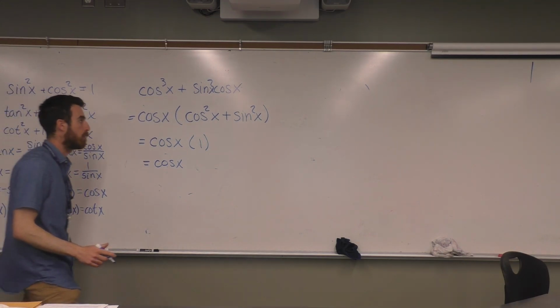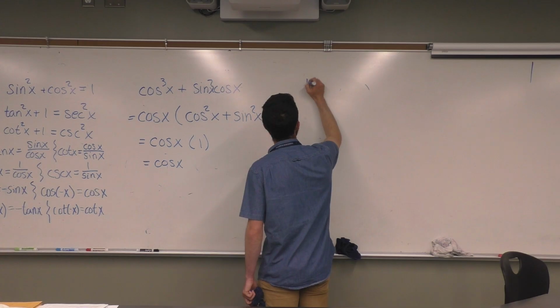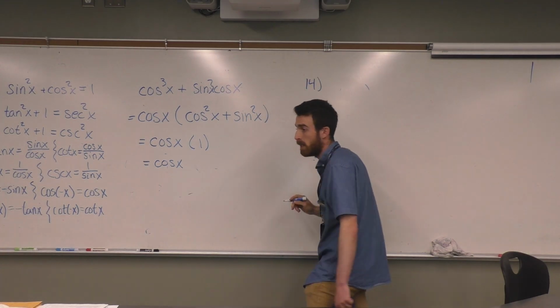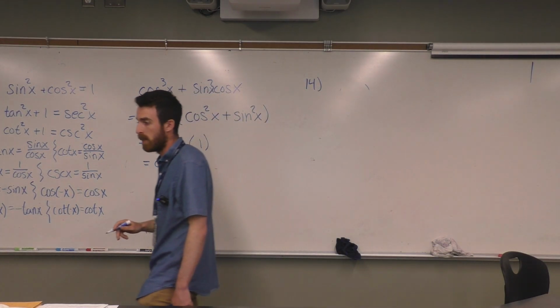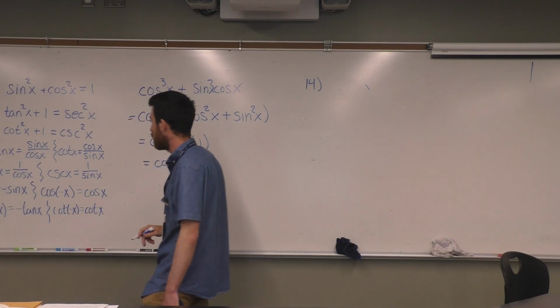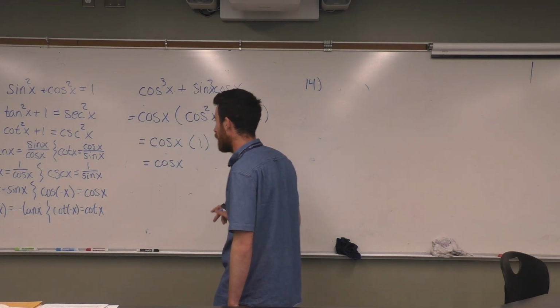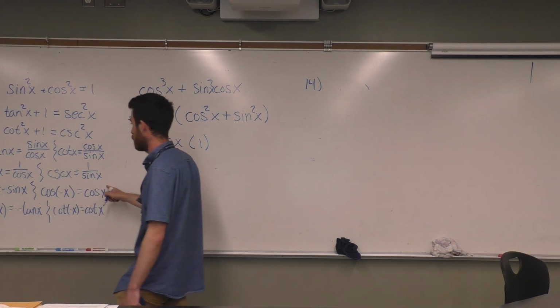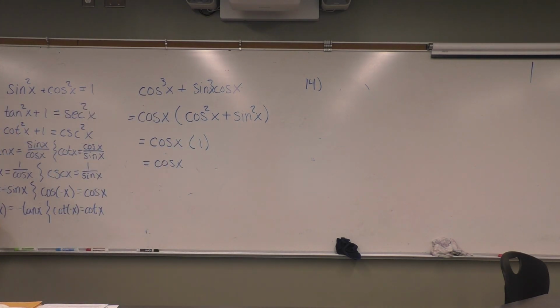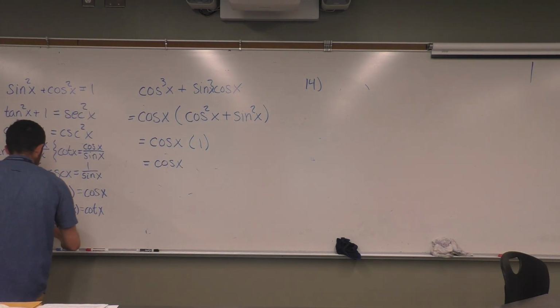We'll start small with number 14 as far as the new identities, which are the even and odd identities. Secant goes with cosine. Let me make sure I'm right here. Oh, I didn't write them. Okay, that's fine. Maybe I shouldn't need to, but I'll add them. Secant goes with cosine.